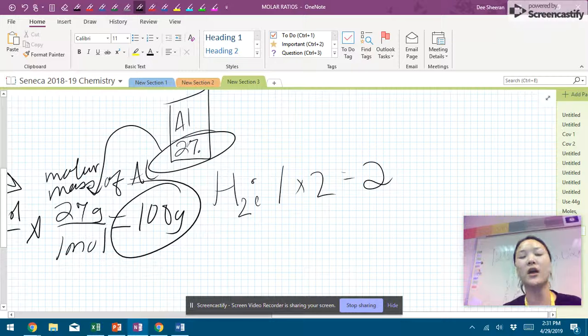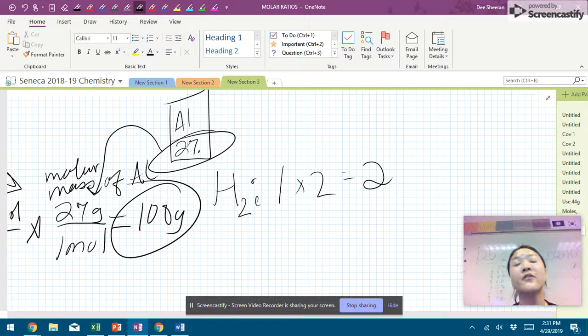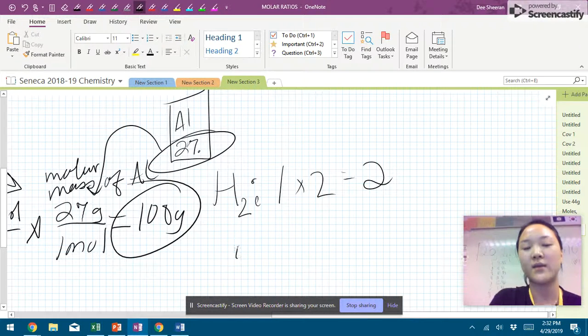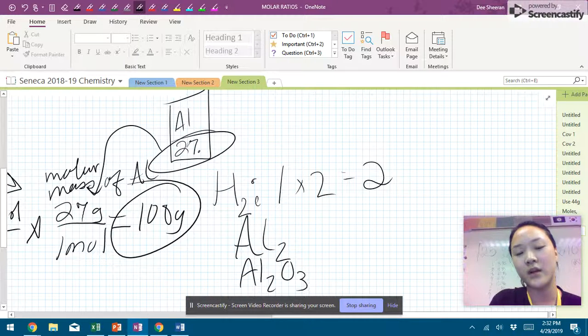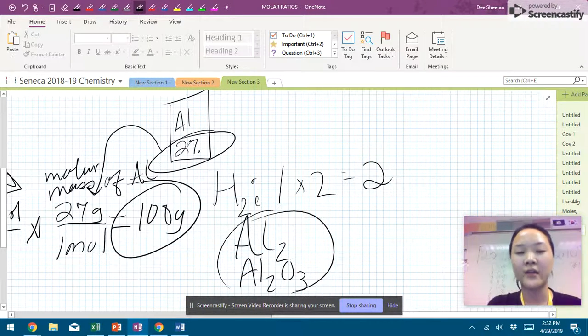Just remember, don't just think, oh, it's Al, that's it, I'm done, 27. If there's other things attached to the Al, or if you have more than one Al, your molar mass is not going to be just the number in the square. However, if you're just dealing with Al by itself, like with this problem, the number in the square will be the molar mass. So I'll repeat that. If we're dealing with a molecule, maybe, this is not a real molecule, Al2 or Al2O3, the number inside the square, which is 27 approximately, is not your final answer for the molar mass. You must add and multiply to get the total molar mass of these molecules.